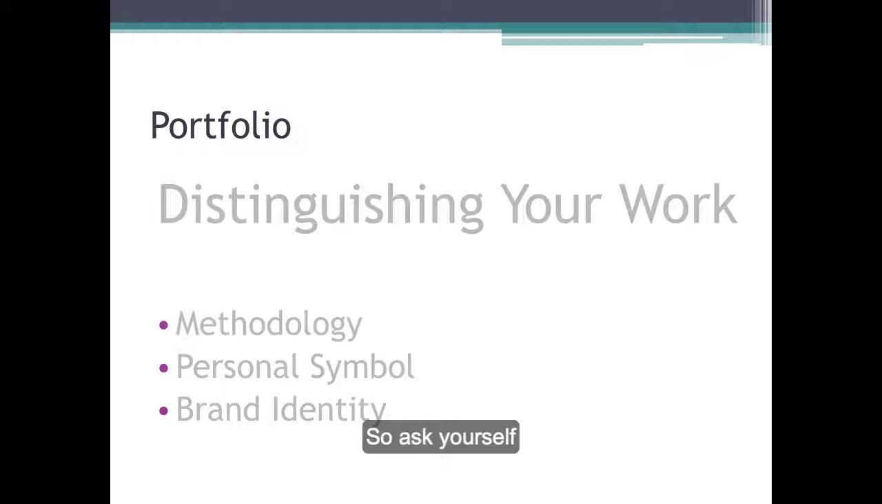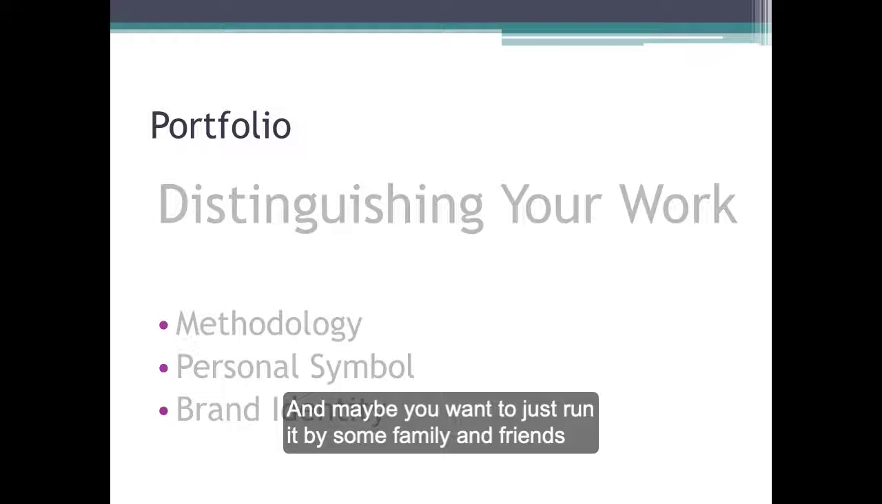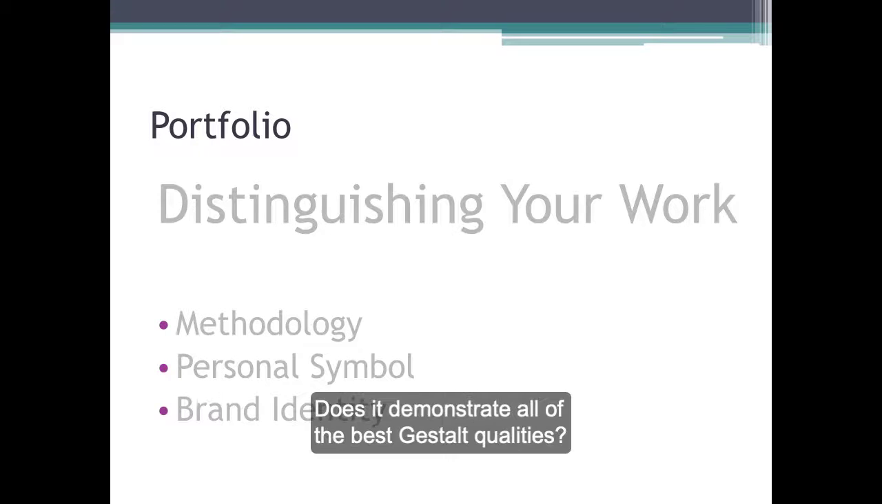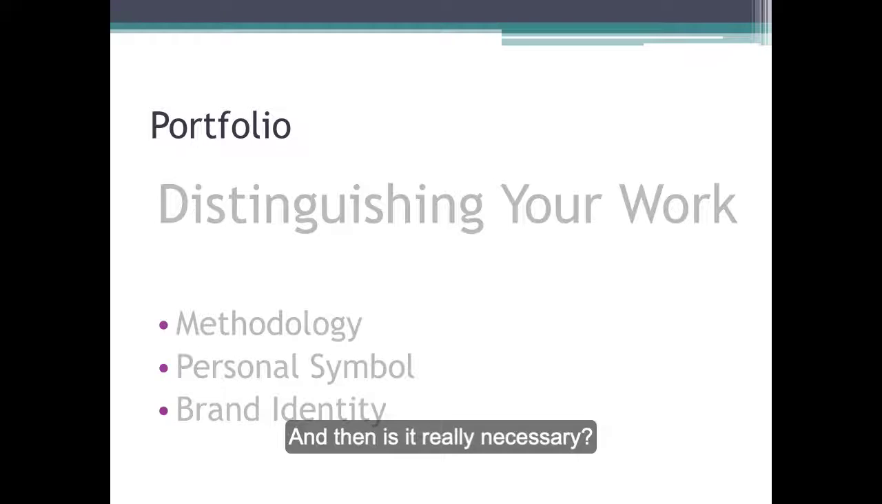So ask yourself, is its meaning or significance clear without explanations? And maybe you want to just run it by some family and friends and see what they think. Is it just a really good graphic mark? Does it demonstrate all of the best Gestalt qualities? Go back and review, what are those Gestalt principles? And then, is it really necessary? Do you really need it?